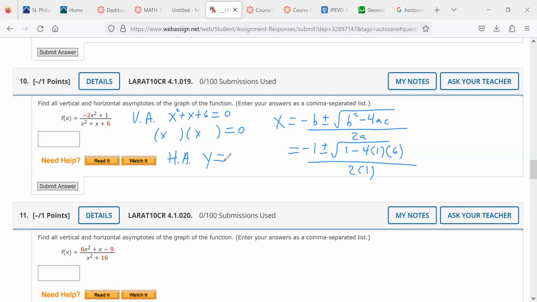So y equals the leading coefficient. Divide this coefficient by the one in front of the x right here, this invisible 1. So -2 over 1 equals -2. But we only got this guy.